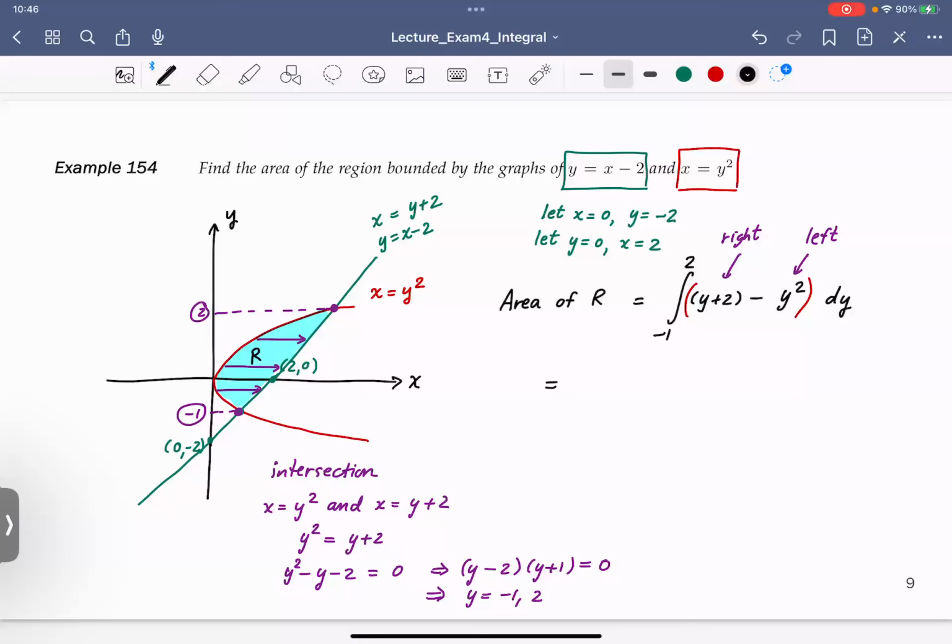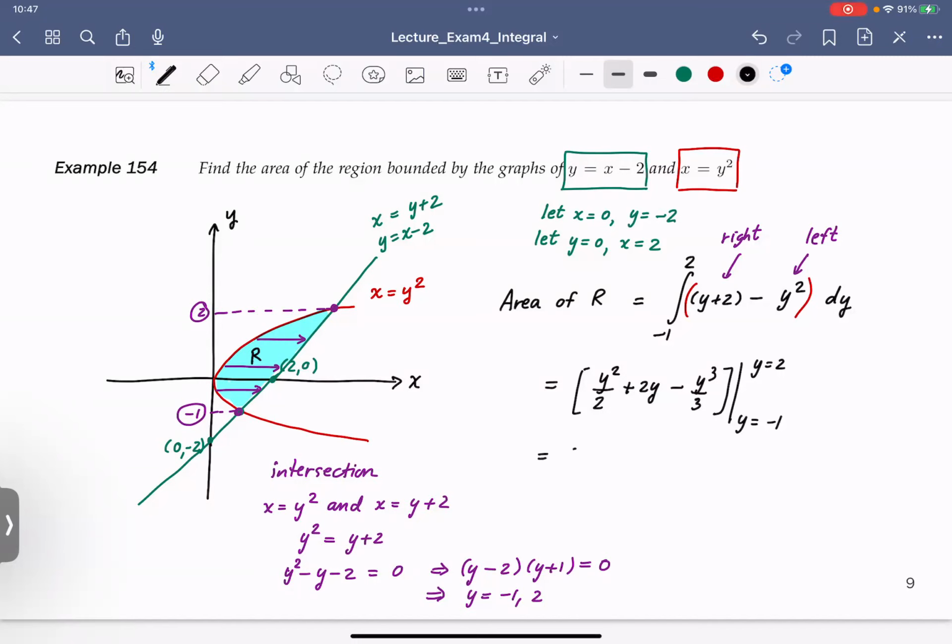The remaining part is just basic calculus. Integrate y, you get y squared over 2, and then integrate 2, you get 2y. Then follow that with minus y squared, you integrate, you get y cubed over 3. And now you evaluate at y equal to 2, and evaluate at y equal to -1, and then you compute the value.